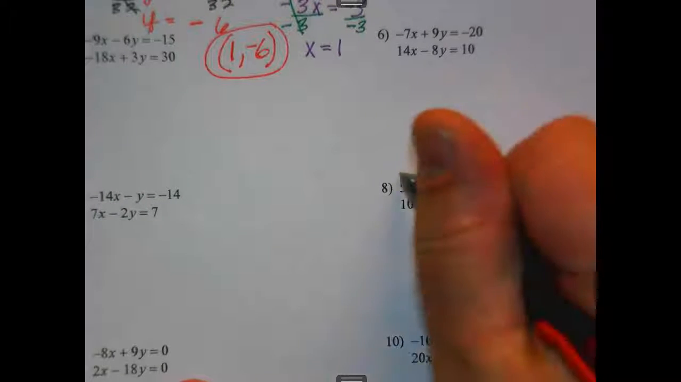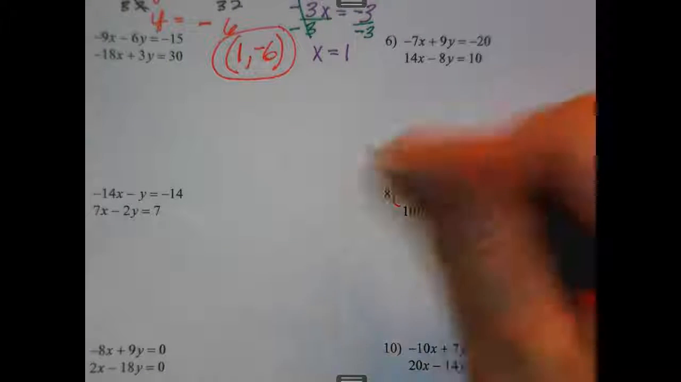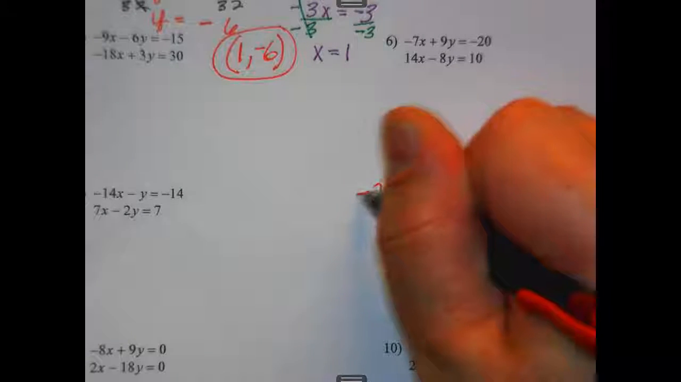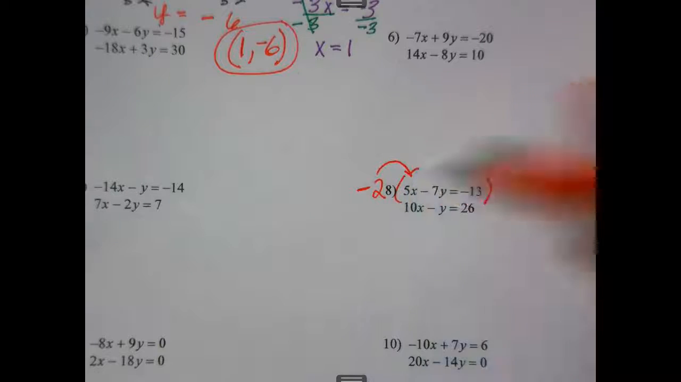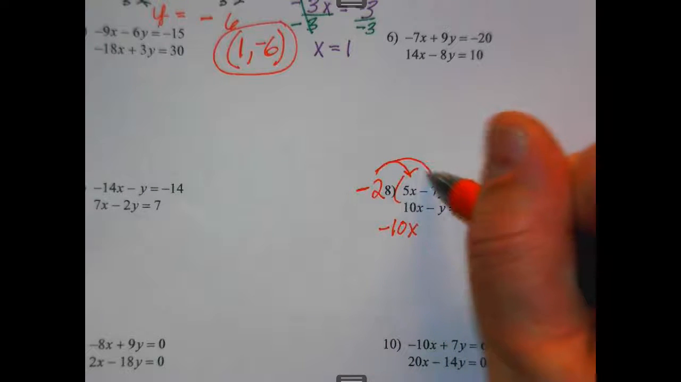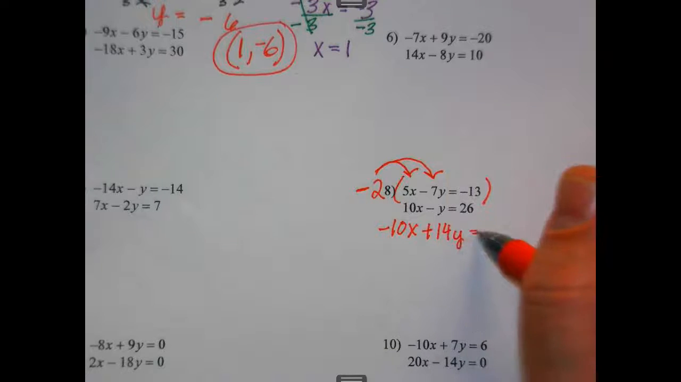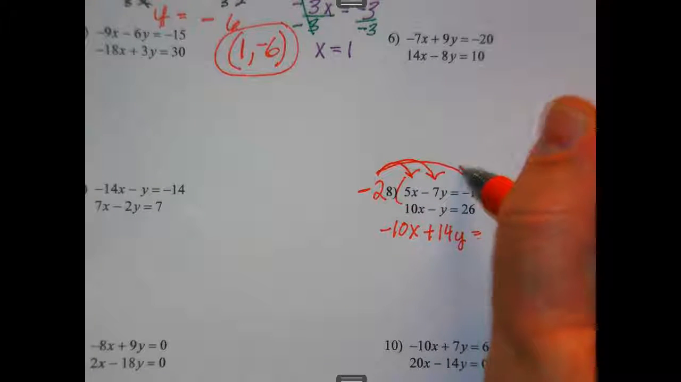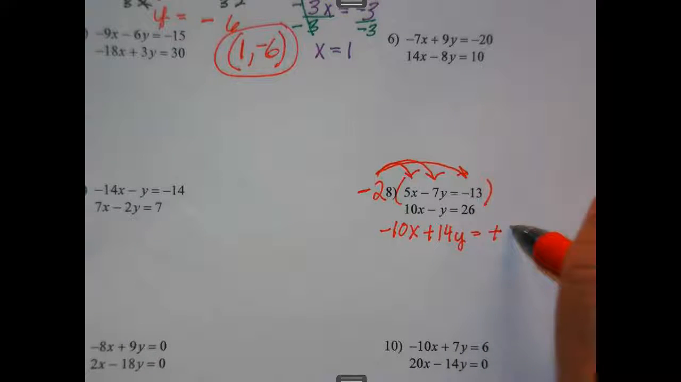Yeah, the top one, I'm going to multiply by 2. That'll give me 10x, 10x. But be careful. I want one sign to be the opposite of the other. So I'm not going to multiply it just by 2, but by negative 2. Negative 2 times 5x, negative 10x. Negative 2 times negative 7y is a positive 14y. Negative 2 times negative 13 is a positive 26.